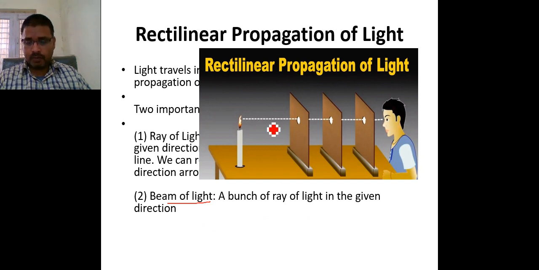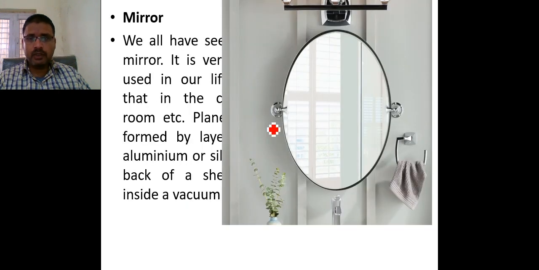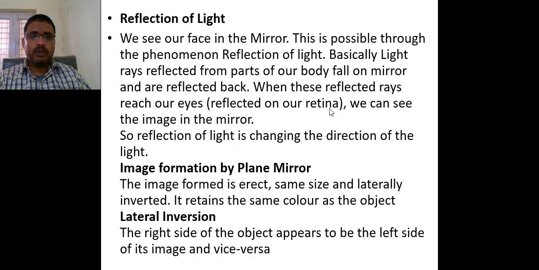Here I have just shown the mirror. That means the kind of object by which we can see different kinds of images. In this kind of mirror there is a glass, and on the back side of this glass there is a silver coating, and with that we can see the image of the object. Now we are talking about the reflection of light.